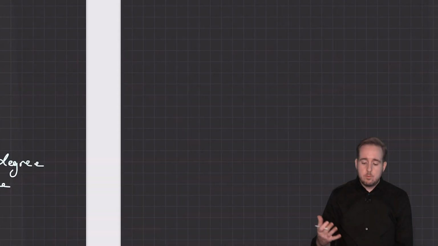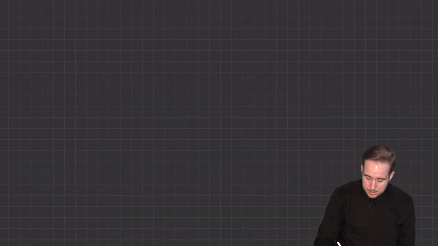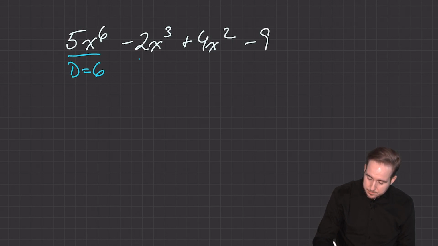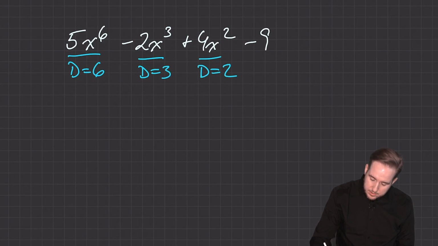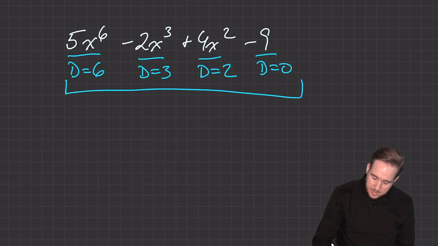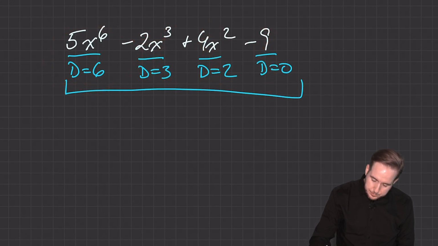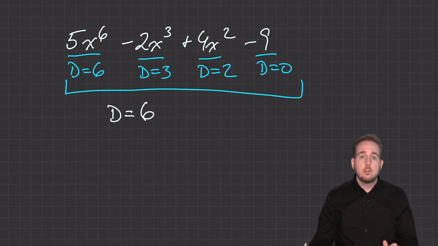Okay? So really quick example, and you'll see exactly what I mean. 5x to the 6 minus 2x cubed plus 4x squared minus 9. I hit them one by one. This has a degree 6. This has a degree 3. This has a degree 2. This has a degree 0. And I look at them together, and I basically say, this doesn't count, this doesn't count, this doesn't count. This is the only one that counts, degree equals 6. And that's it. That's all you have to know.